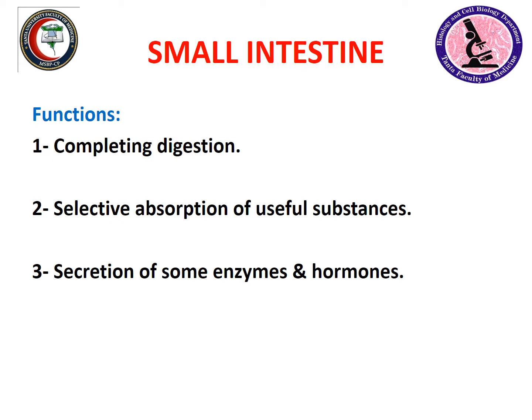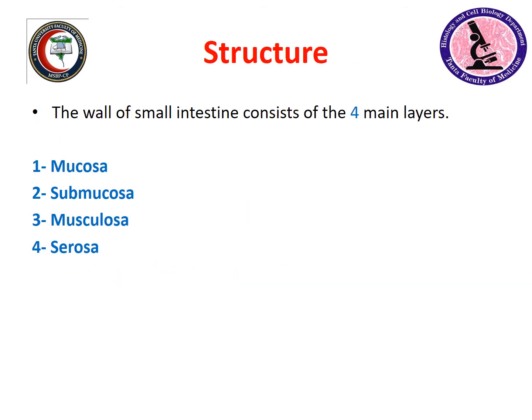What is the function of the small intestine? First, completing digestion, then selective absorption of useful substances. It also secretes some enzymes and hormones. What is the structure of the small intestine?